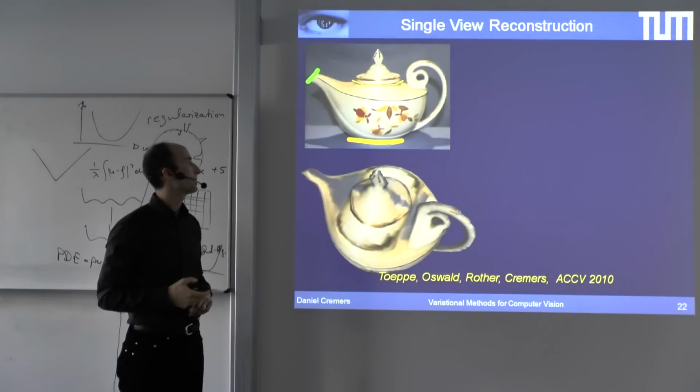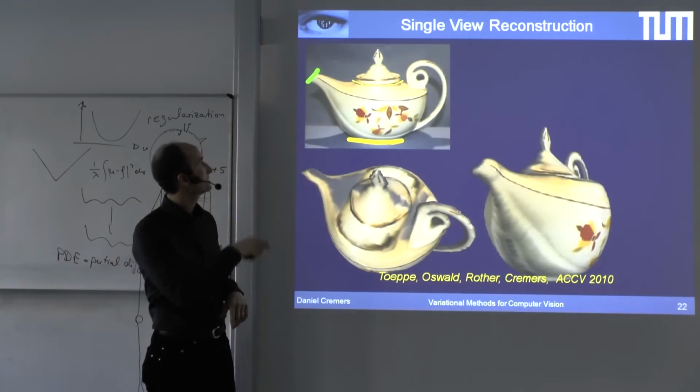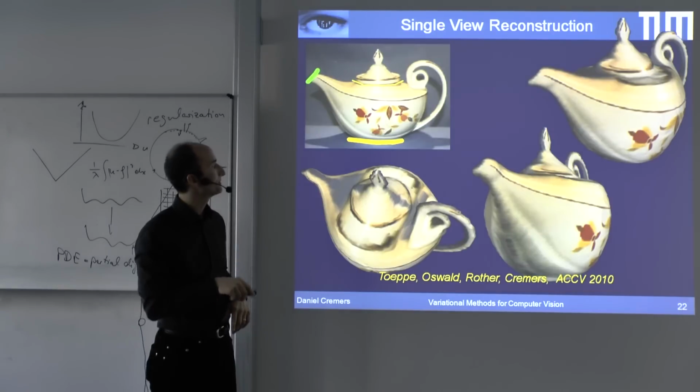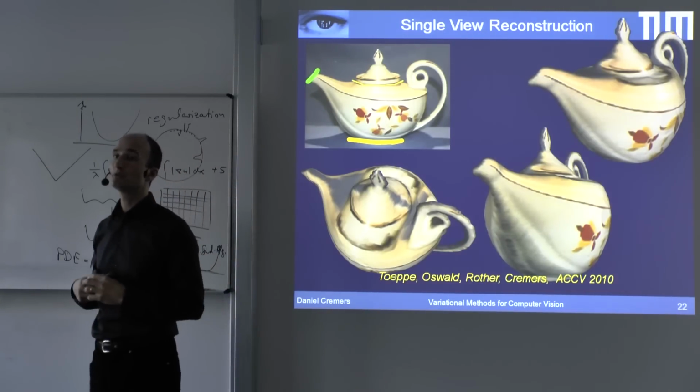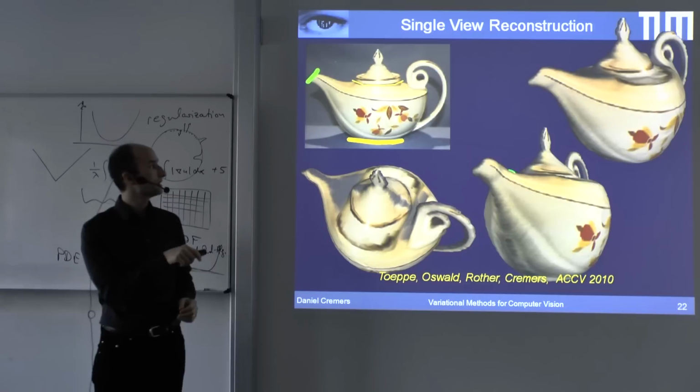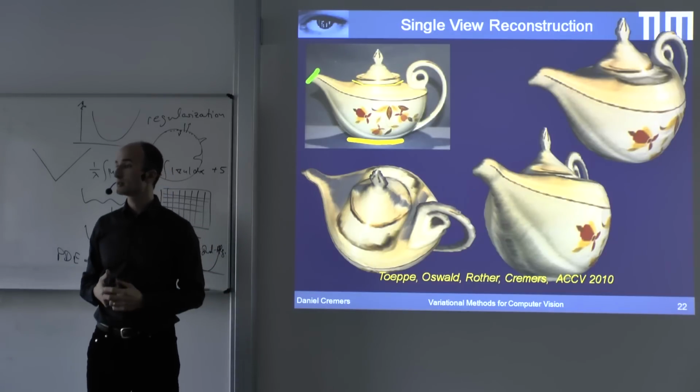Here are other examples. This is a teapot case, so we have this one image of the teapot, and we can generate a 3D model and look at it from new viewpoints. And the model, as you can see, is actually fairly plausible.